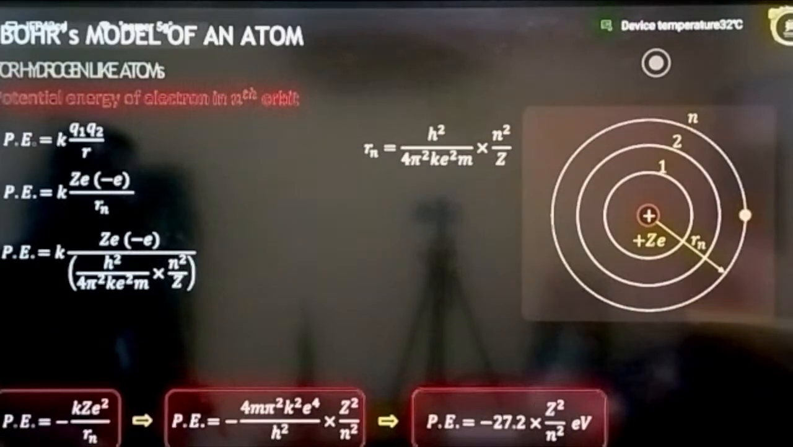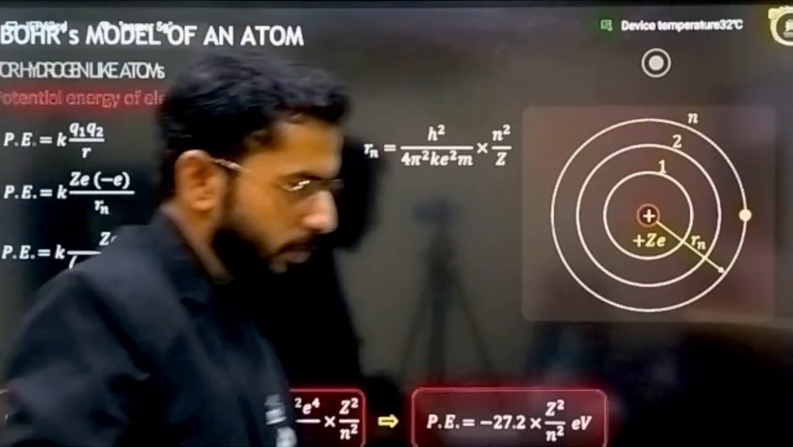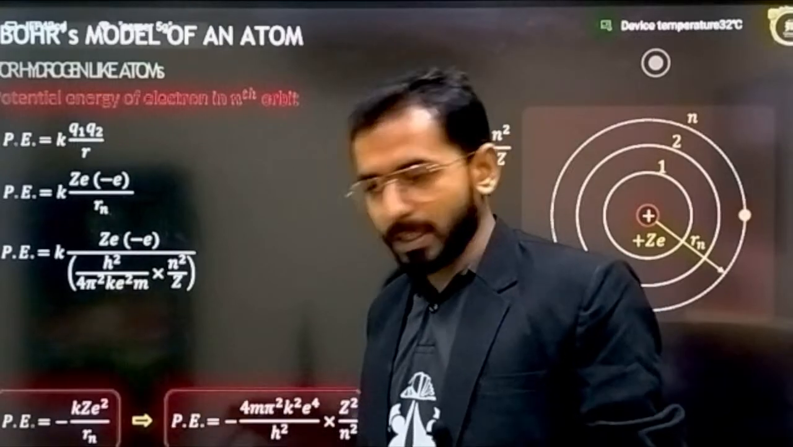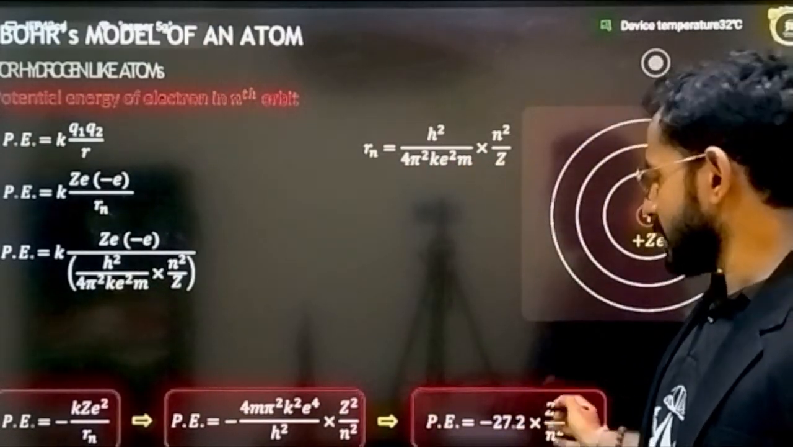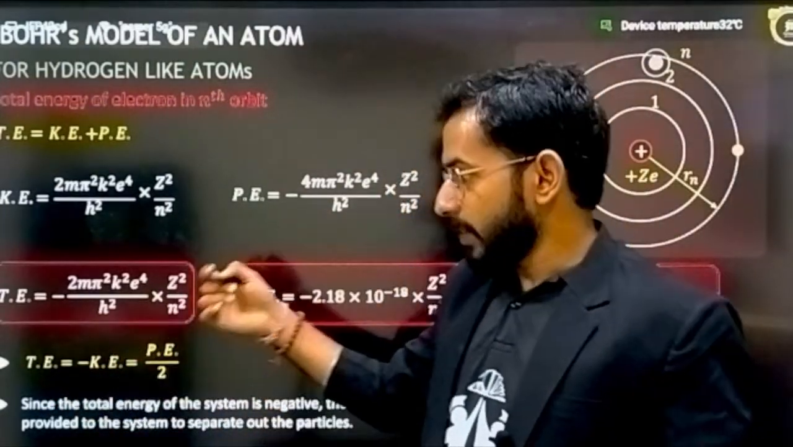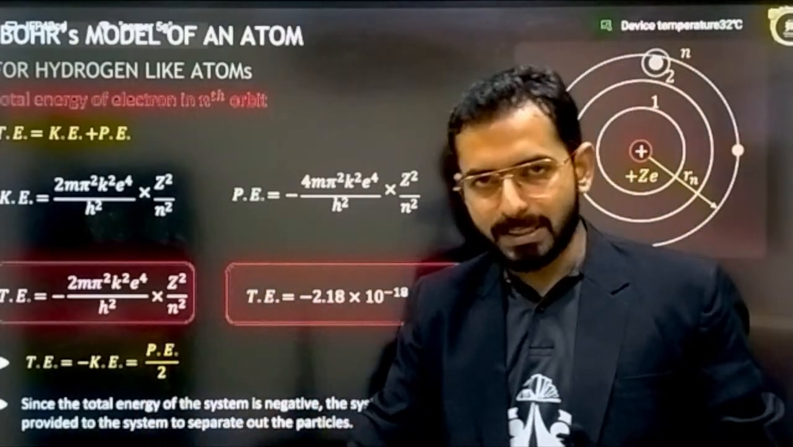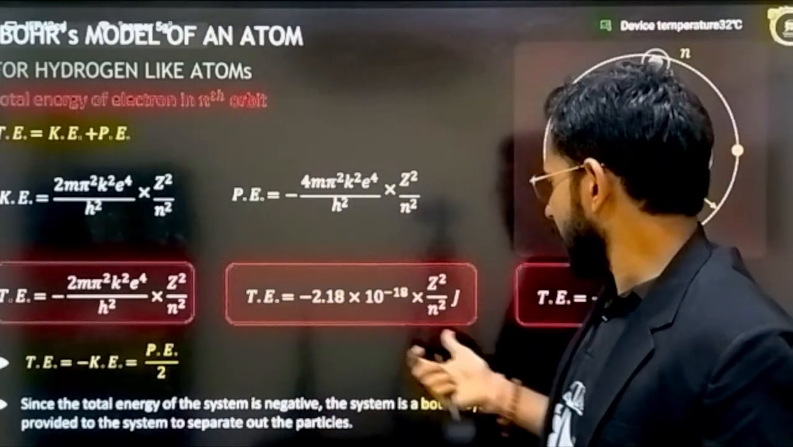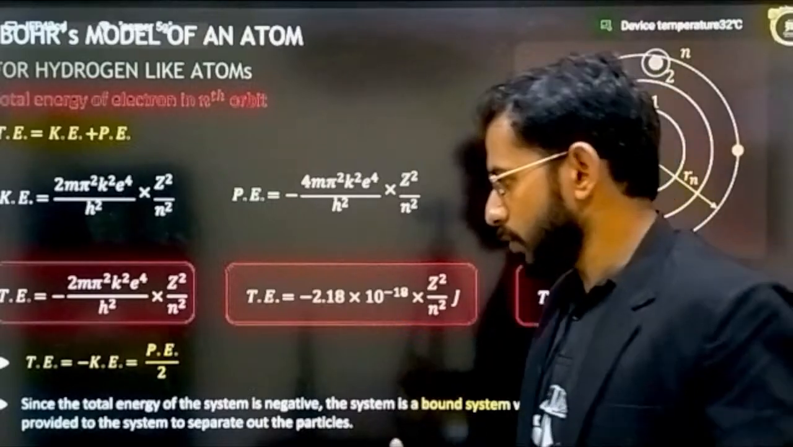Let's see. Potential energy also you can derive from k q1 q2 divided by r. Now you put the radius value there. When you put the radius, again you solve the complete thing, putting the values. Then you will have potential energy equal to minus of 27.2 Z square divided by n square. And when you have the potential energy, then you will have the total energy. Total energy will be equal to the potential energy plus kinetic energy. So when you calculate, at the end again you will have the result as minus of 13.6 Z square divided by n square, calculated in electron volts.